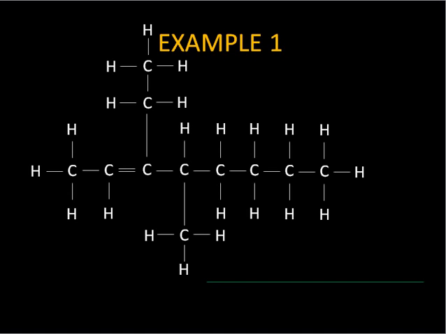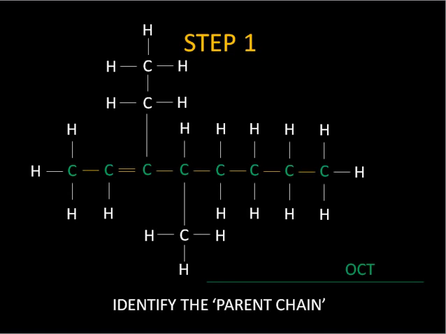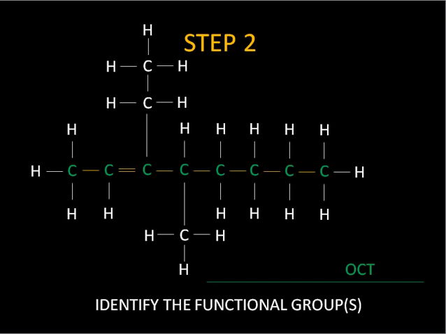Okay, here goes. Step 1. Identify the parent chain. And here it involves 8 carbons, so the prefix is oct. Now, what's the next step, if you can try to remember? That's right, identify the functional groups. And as it turns out, there aren't any here, so we can skip this step.